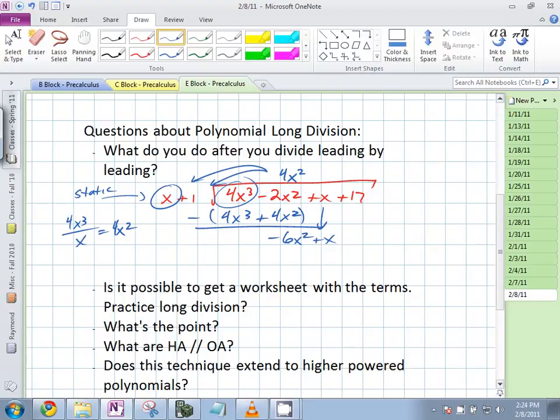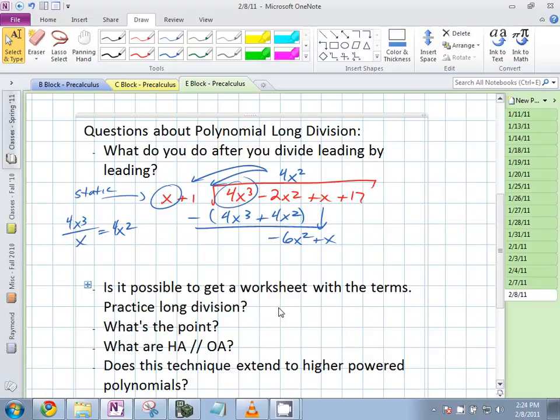We're not going to finish this one. We're going to do a bunch of examples today. But that's what you do with the leading over leading. And then what do you do next? Same thing. You keep on repeating. If you put down the 70 right away, it doesn't change anything? Not really, no. It's just for notation.